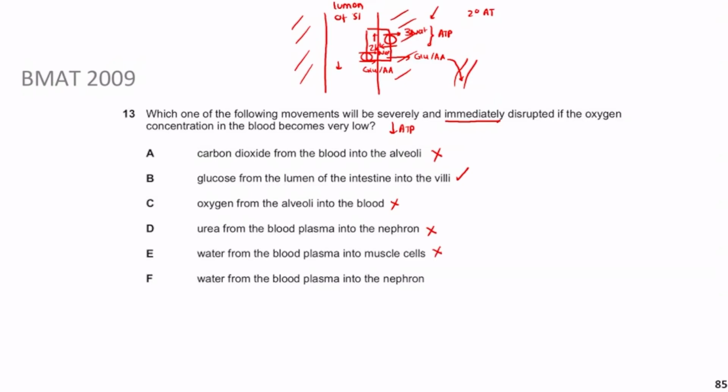And then the next one, water from the blood plasma into the nephron. That's just the same idea as the urea, isn't it? This is just ultrafiltration. This is a passive process. So it can't be that one. So hopefully, guys, you can appreciate then that in this case, the answer would be B.